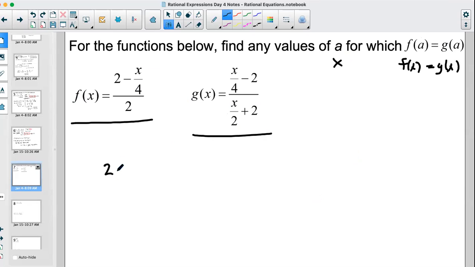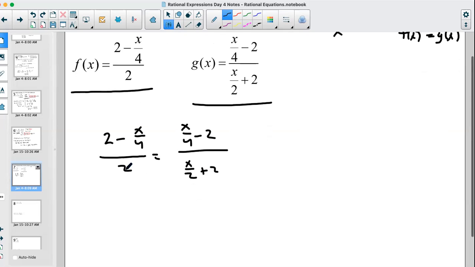So I'm going to say 2 minus x over 4 over 2 equals x over 4 minus 2 over x over 2 plus 2. This is really not actually a rational equation technically, but this x down the bottom means that something funky might happen.